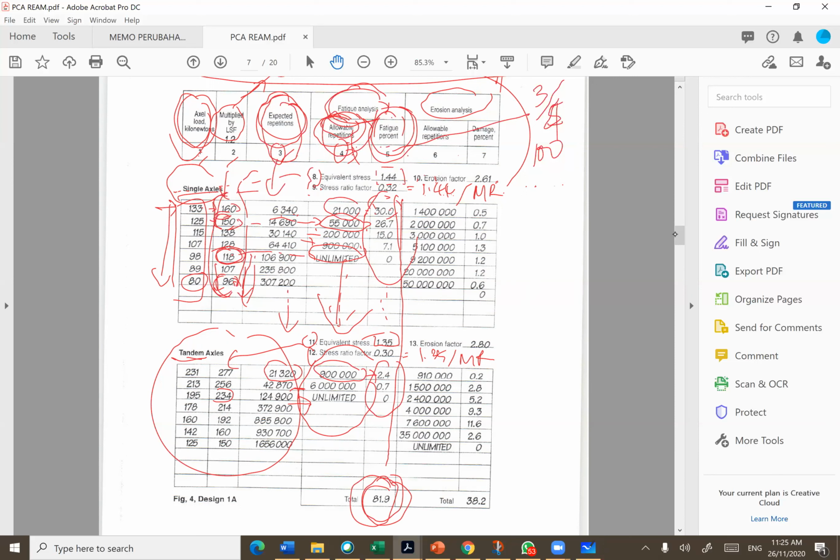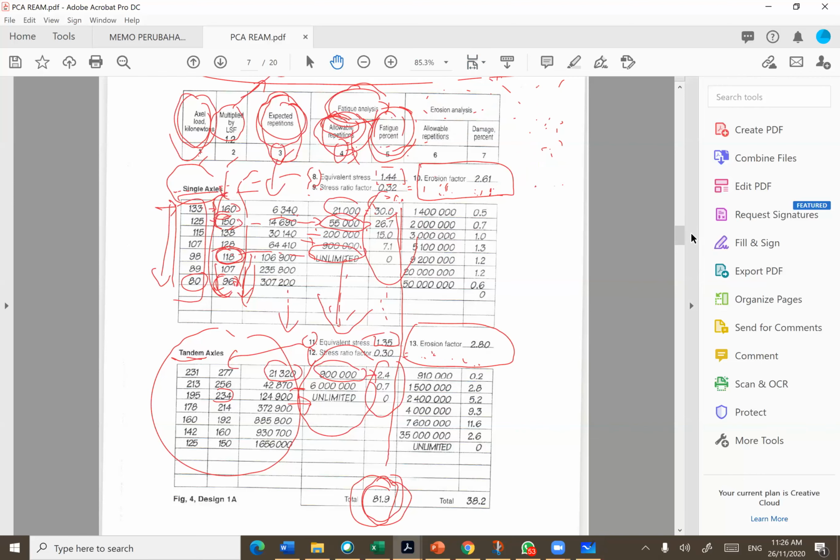Okay? Alright. So far no questions for fatigue analysis? Okay, then we move on to the next one, which is the erosion. Erosion analysis. Before we calculate the allowable repetition, we need to determine the erosion factor for single and also tandem.